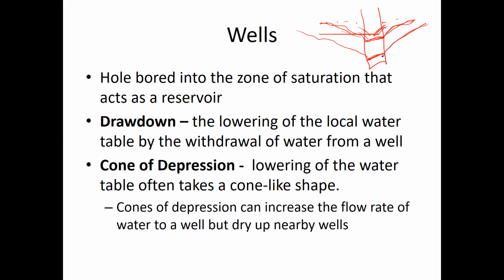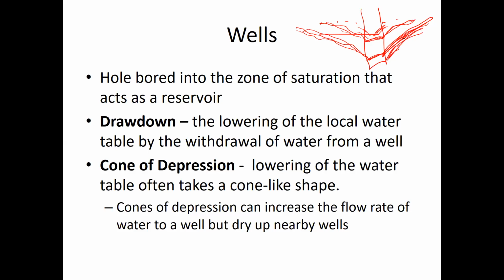So what this does is this creates a cone of depression. If you rotate this drawdown 360 degrees, it's a cone that almost comes to a point around the well. And so the lower you keep the water level in the well, the more drawdown you create, and the larger the cone of depression. Now the cone of depression creates a larger hydraulic gradient, right? It's a steeper slope of the groundwater, so groundwater will flow in at a faster rate, right?